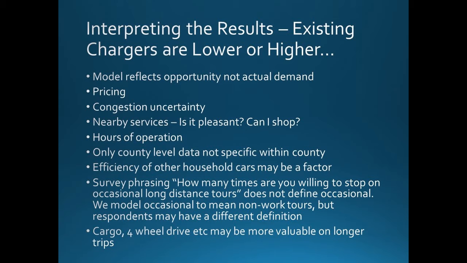Congestion uncertainty. The answers that we got are given under the assumption that they're uncongested chargers and you can depend on them. You might end up with lower real results if the chargers are congested. People may not make these trips if it's unreliable. There's also hours of operation. We're assuming 24 hours, with only county level data. So there are all sorts of things. This gives you a general idea, though, of where demand could exist, and caveat the heck out of it.